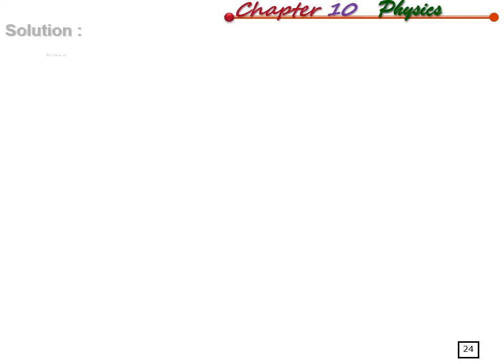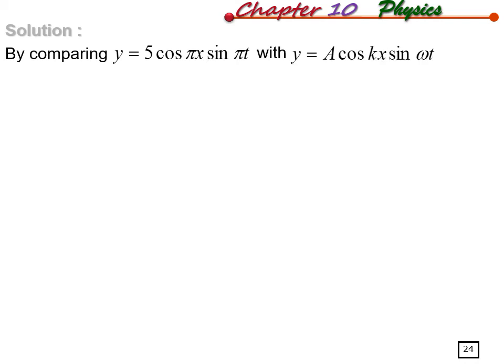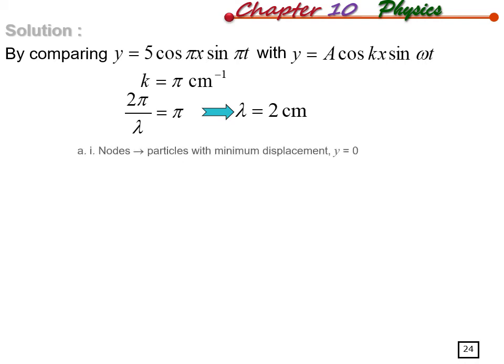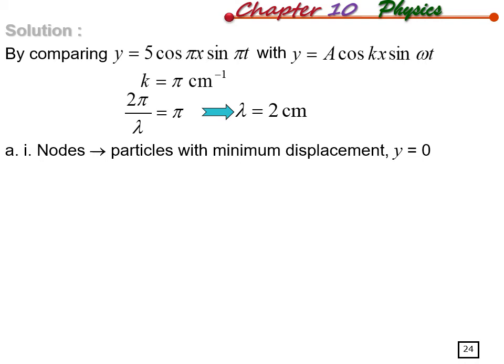So first we will look into the calculation of the node. We compare the value where k is equivalent to π, so therefore λ will be equivalent to 2 centimeters. When we have a node, that means the particle has minimum displacement, so y will be equivalent to 0.